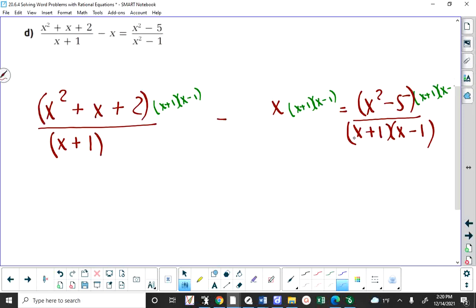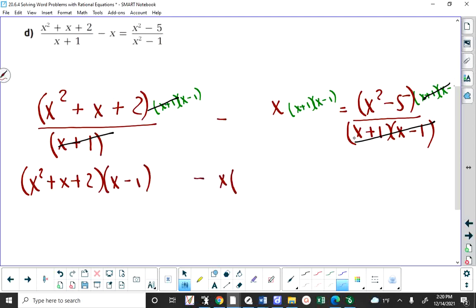Good? All right. So on the very last term, this will be nice, but these both cancel, and we're left with x squared minus 5. The middle term in the equation will be left with all three of those. And over here, what cancels is the x plus 1. So what are we left with? We're left with x squared plus x plus 2 multiplied by x minus 1 minus x times x plus 1, x minus 1 equals x squared minus 5, which I don't really need the brackets around.